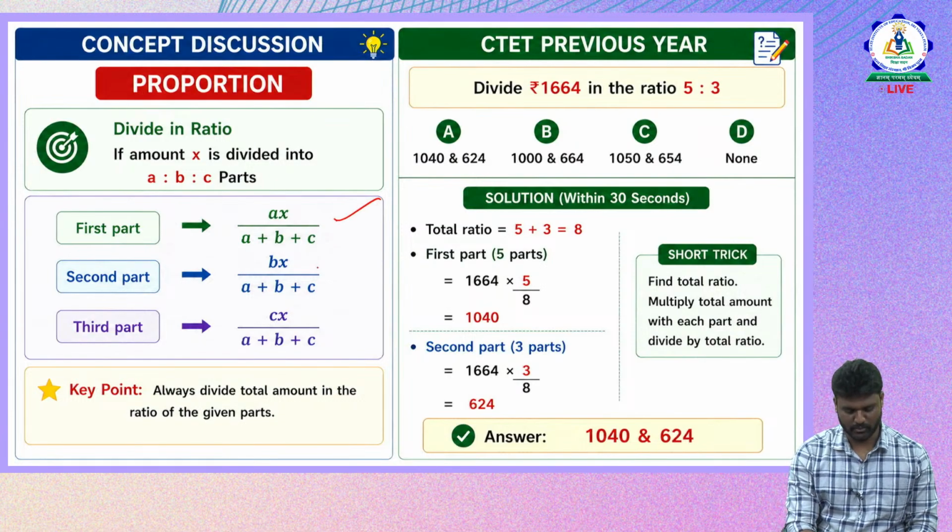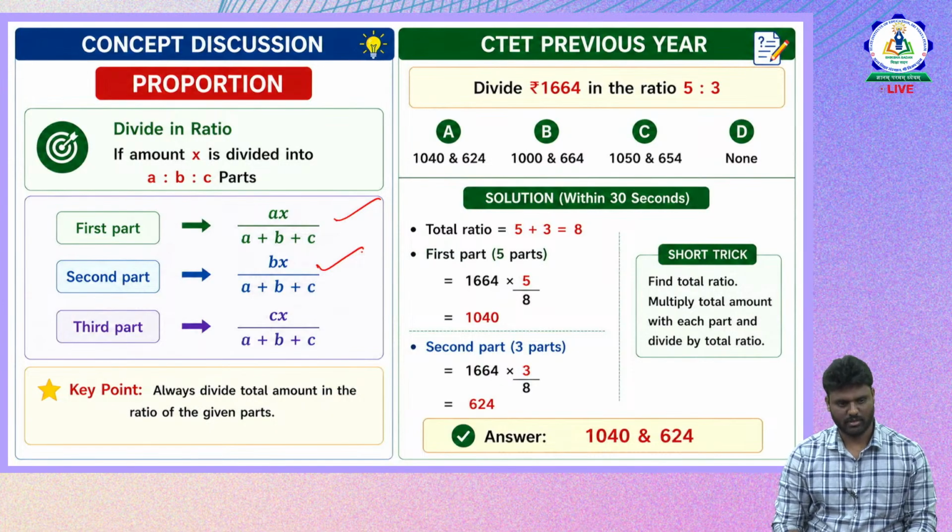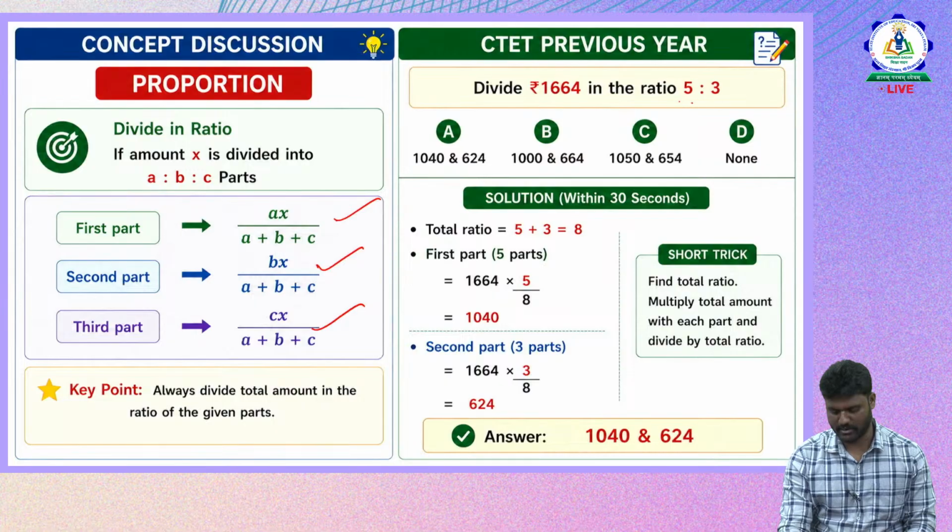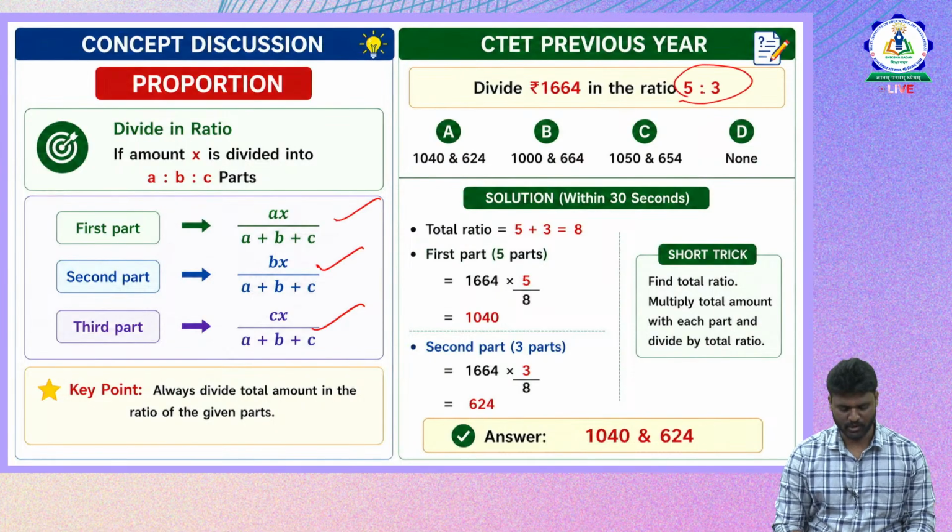The second part becomes BX by A plus B plus C, and the third part will become CX by A plus B plus C. Always divide the total amount in the ratio of the given parts. So now, how many parts have they given here? Only 2 parts, okay?